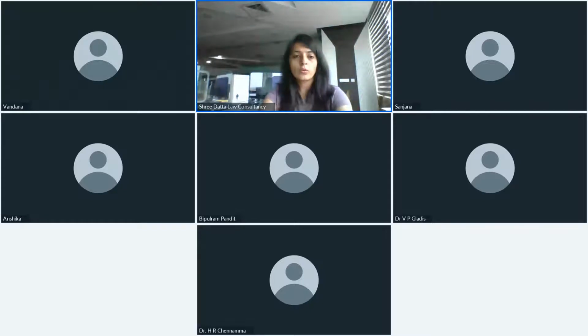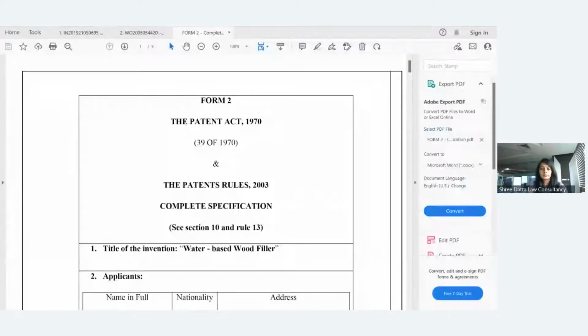This Form 2 is visible. Is it visible? Yes, please. Yes, it is.